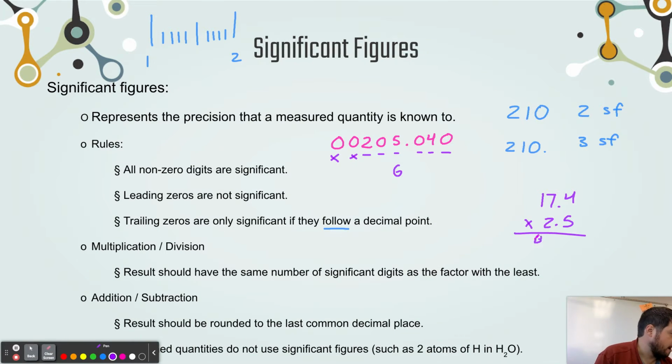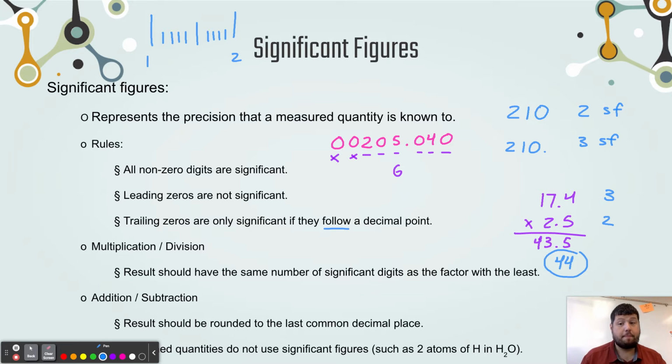So 43.5 is my answer, but that might not have the correct number of significant figures. I always have to round this based on my rule here. My rule is that it should have the same number of significant digits as the factor with the least. Well, 17.4 has 3 sig figs, but 2.5 only has 2, meaning my answer should only have 2 significant figures. Because 43.5 has 3, I need to round that last digit up or down, depending on whether it's below or above 5. Since this is 5, I'll round it up. And so my answer for this one is going to be 44.